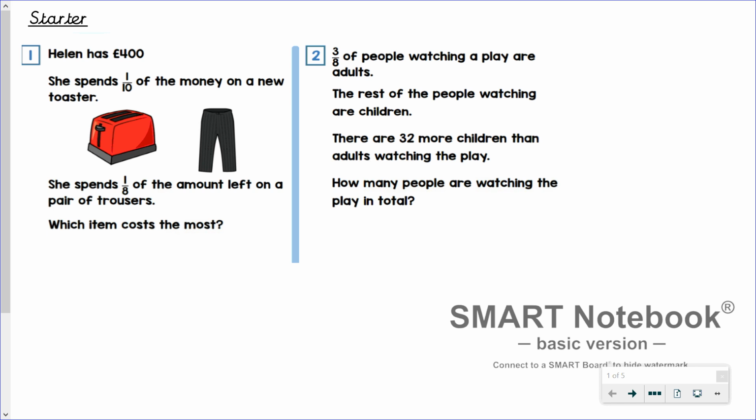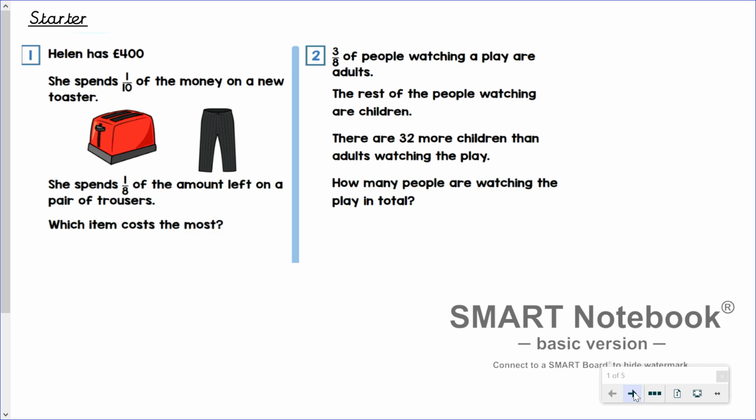So I'd like you to pause. I'd like you to have a go at these either on your whiteboard, on your workings paper, or if you're doing your starters in your home learning book, that's fine. But pause, have a go, and then come back and we'll go through the answers. Amazing. Let's move it on then.